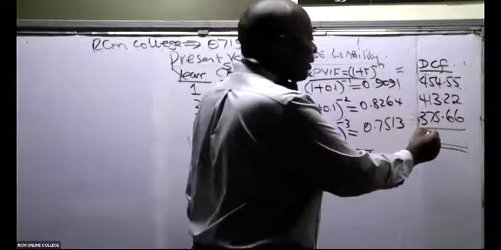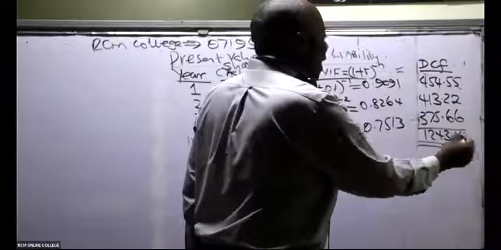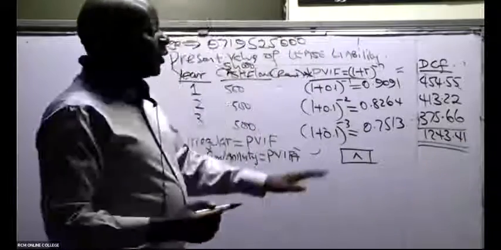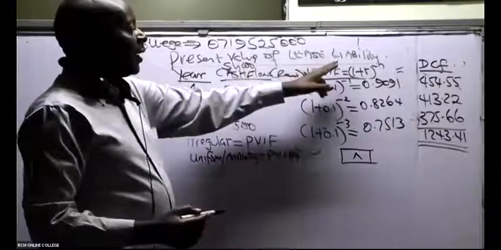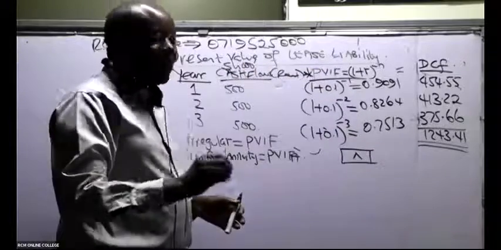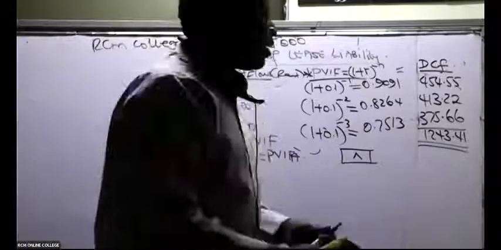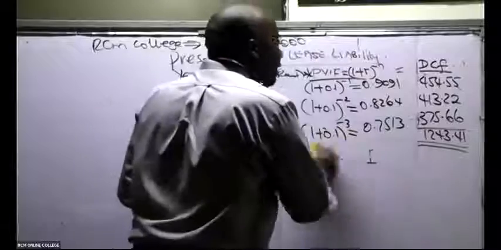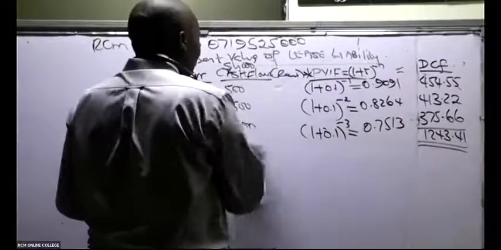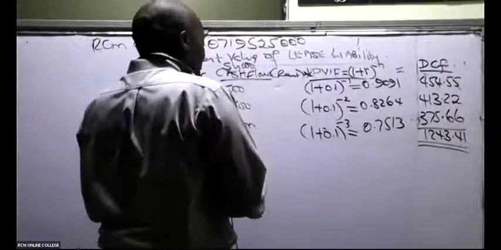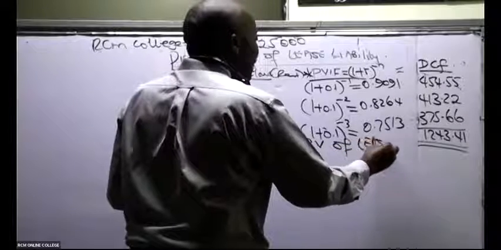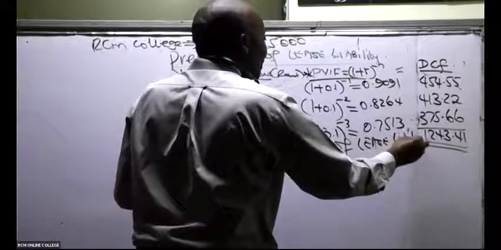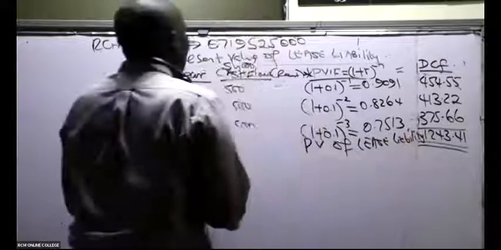1243.41. So this is very important. This is the total present value of our lease liability. So this is what we call PV of lease liability. So the tenant, from the word go, knows that he has this liability. Present value of lease liability. Which another student would have done it this way.